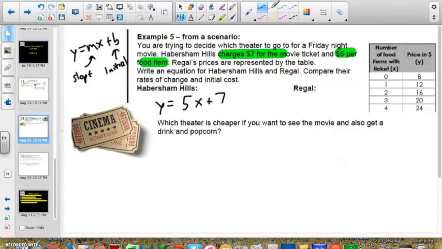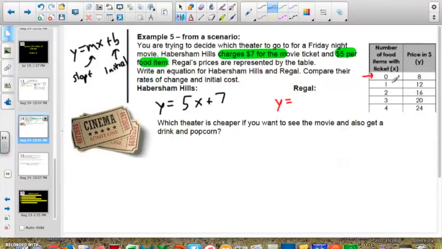Alright, let's go ahead and take a look at Regal, and we're going to have to look at the information over here. We're going to want to do a similar process. Now this is going to be a little bit trickier to decipher. So remember, the y-intercept is where our x value is equal to 0. So I'm going to find that on the chart. My x value is 0 right here, and I can see the y value is 8.